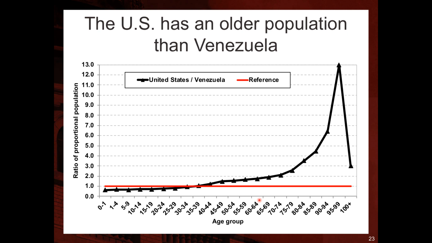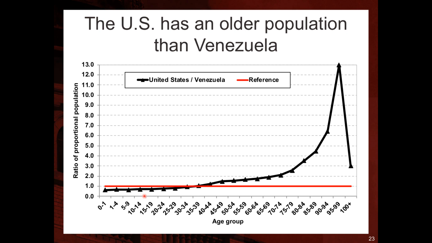So here, for ratios that are below one, we have fewer people in the US proportionally than in Venezuela. And if it's above one, more people in the US proportionally than in Venezuela in those age groups. So more people in the US proportionally in the older groups and fewer people proportionally in the US in the younger groups.